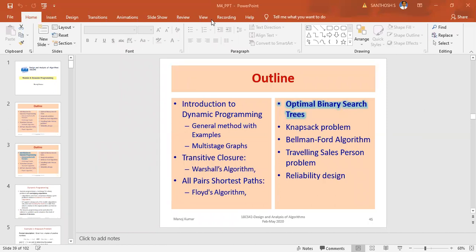So once again, good morning. This is the video lecture on design and analysis of algorithms. We are currently discussing a new topic, optimal binary search trees.